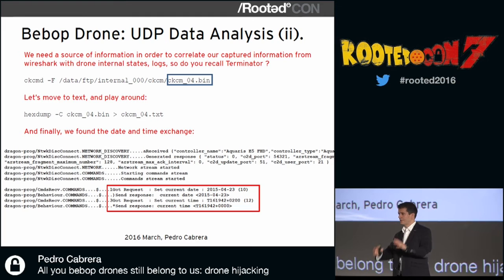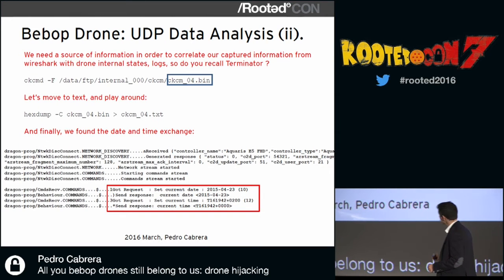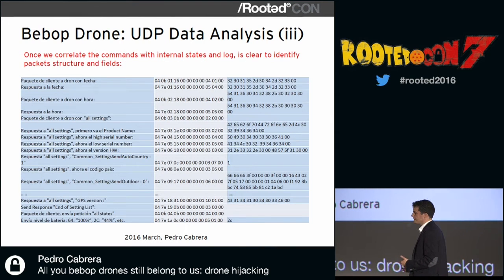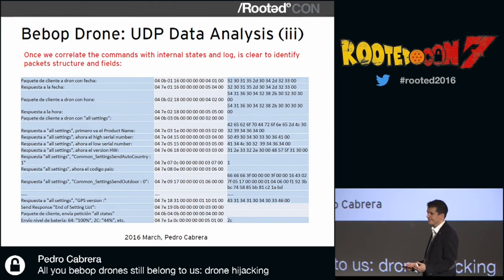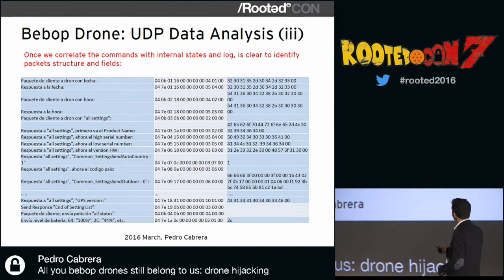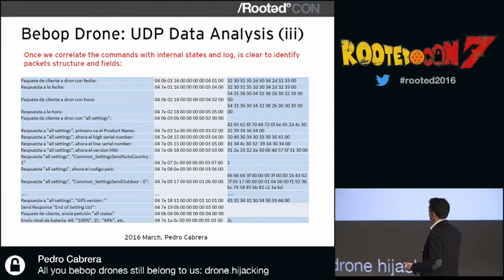This allows me to follow in parallel the Wireshark QDP sequencing with this file, and I identified some more boards. I can do it. I can make it. I got the very first sequence. Once we correlate the commands with internal states and logs, it's clear to identify packages, structures, and fields.